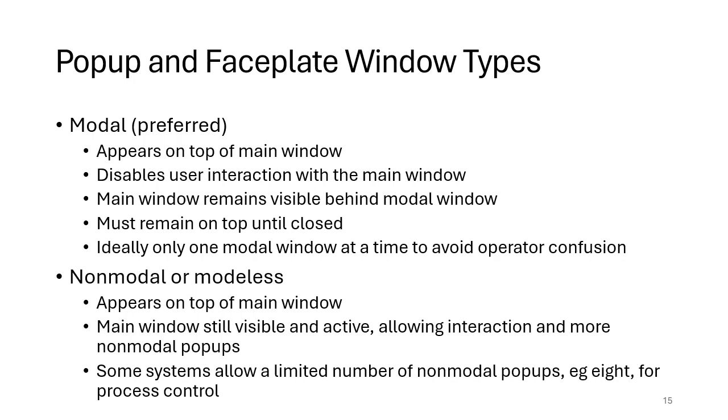So here's the technical definition for pop-up and faceplate window types. Modal is preferred. With modal displays, the modal display appears on top of the main window, and this disables user interaction with anything that's behind the pop-up. The main window remains visible and continues to be animated, but the user can't click on anything behind the modal window, or if they do click, there will be no action. And what happens there is the modal window remains on top until it's closed.